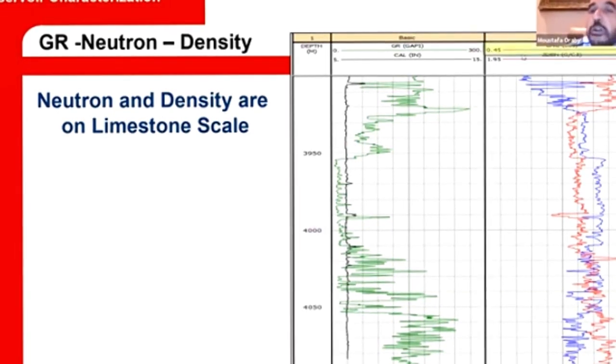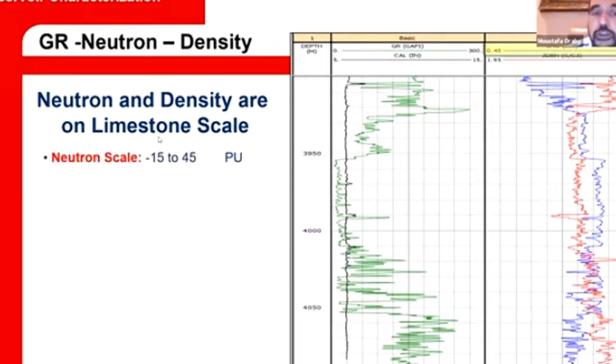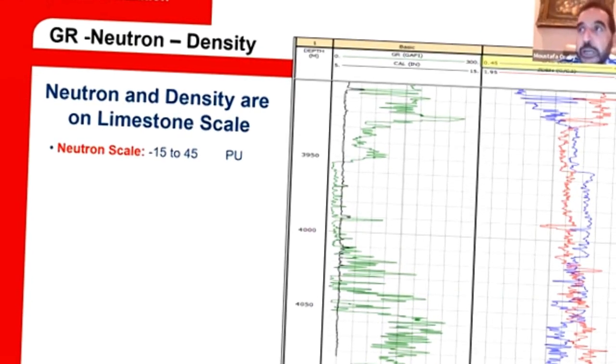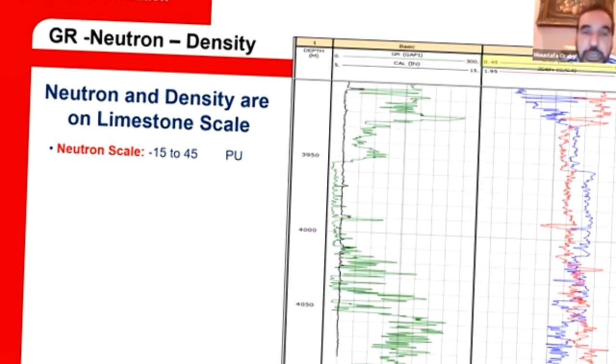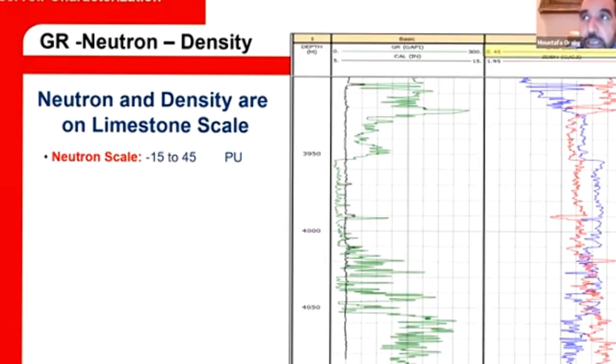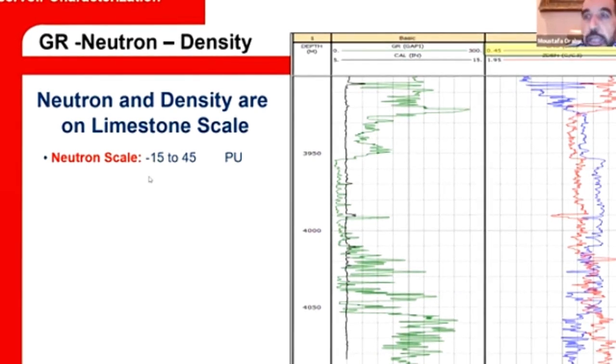If I look at the scale of the neutron, it will be from 45 to negative 15. We talked about the negative 15, and we had a lot of discussions on it. I also advise many of you to watch the formation evaluation lecture that we did before on biopetro. If you did not attend it and need to understand what the negative 15 is all about, go back and watch that video. But for the time being, we'll assume that we all understand why the API put it from negative 15 to 45. So the neutron is on limestone scale, from negative 15 to 45.